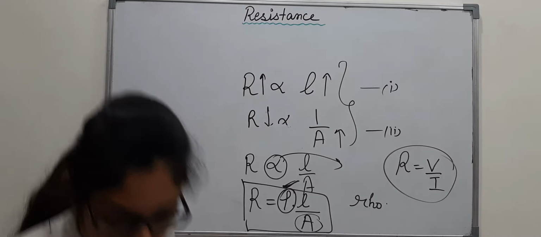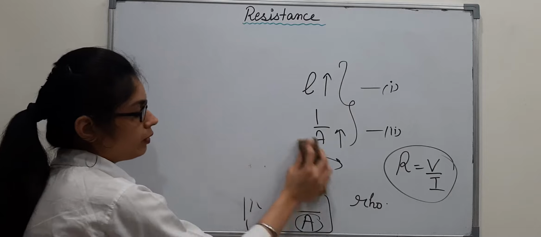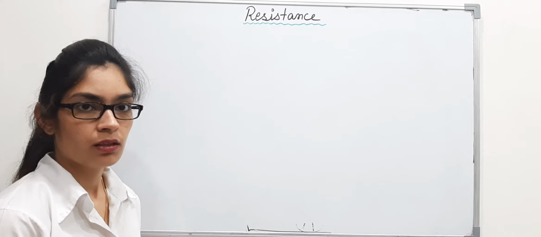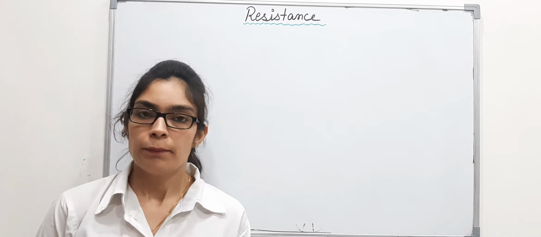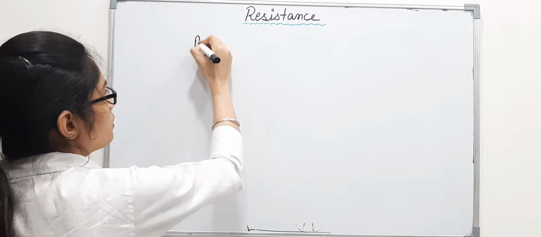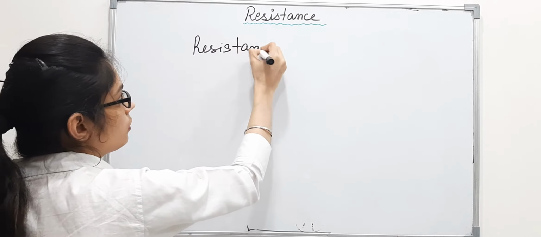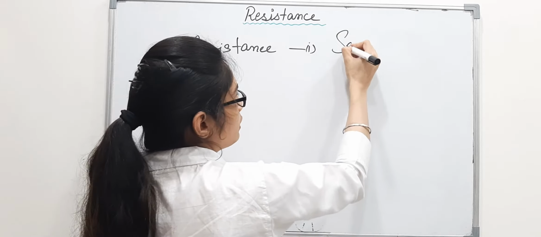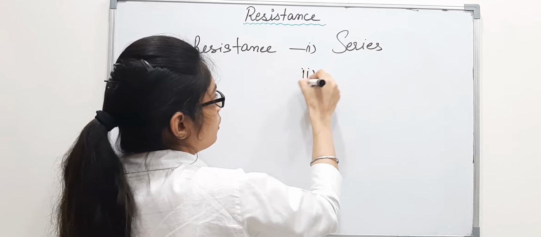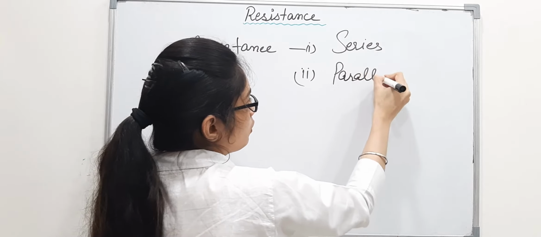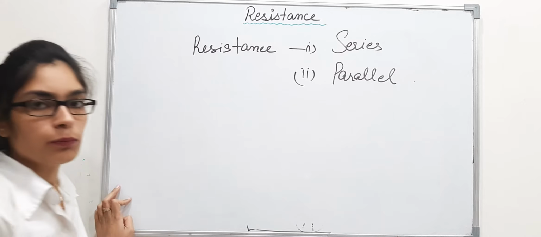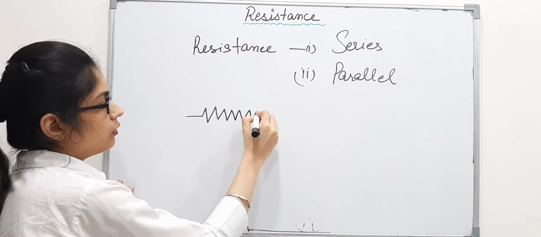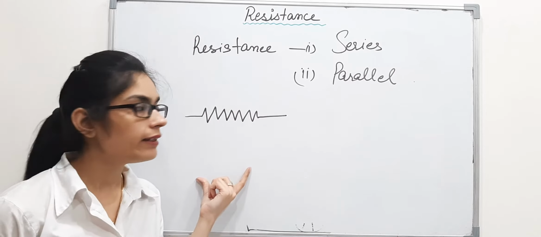Now let's discuss how we can represent resistance in a circuit diagram. So resistance in a circuit diagram can be connected in series and parallel combination. So two ways we can connect resistance in a circuit diagram: the first one is series and the second one is parallel combination. So let's understand both of these. This is the symbol used to represent resistance in a circuit diagram.